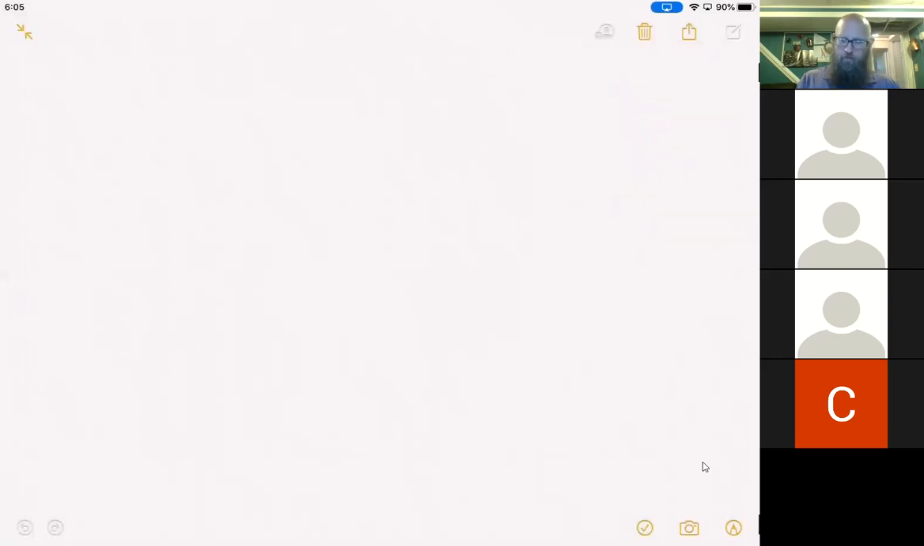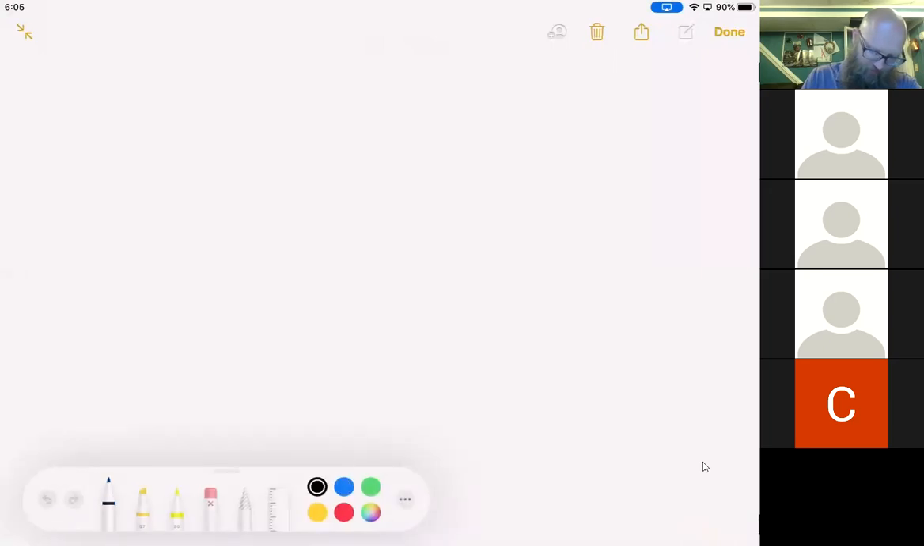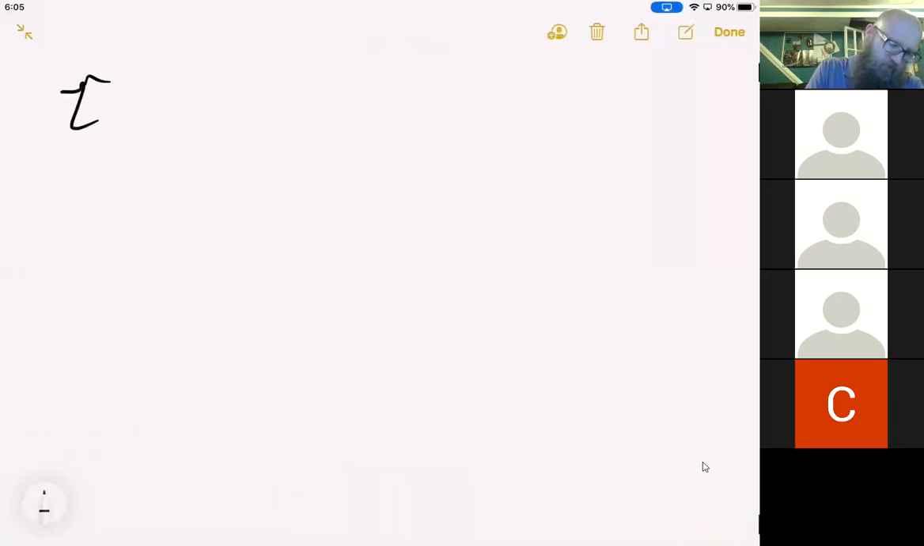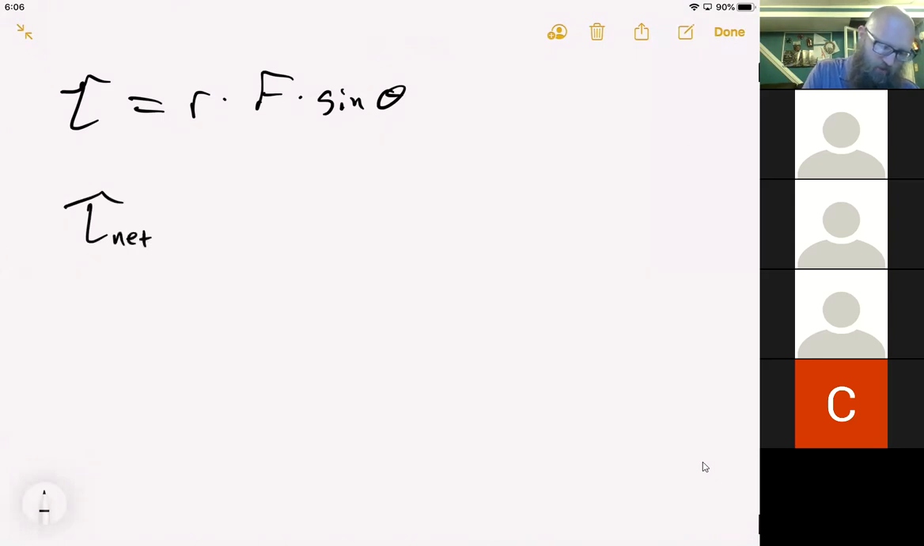So far we've talked about torque, right? So torque is R times F times sine theta. It's kind of a rotational equivalent of force. We've also written Newton's second law of rotation, which is that the net torque on something results in an angular acceleration of it. So if I want to rotate something, I need to apply a net torque.